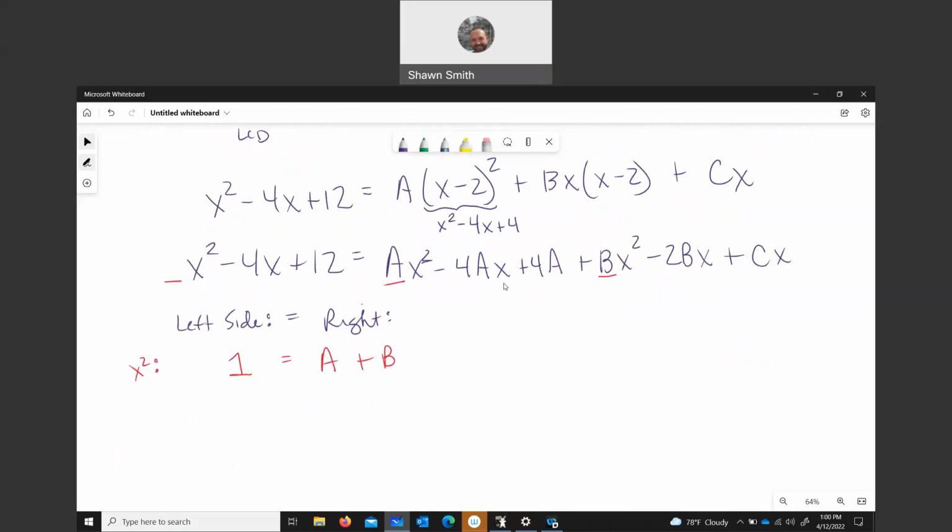Next, x to the first powers. So for x to the first powers, we have a negative 4 equal to negative 4a, negative 2b, and 1c. So negative 4a minus 2b and plus 1c.